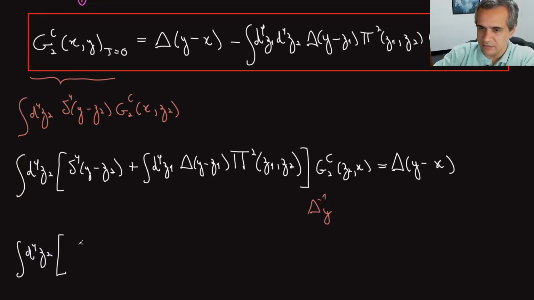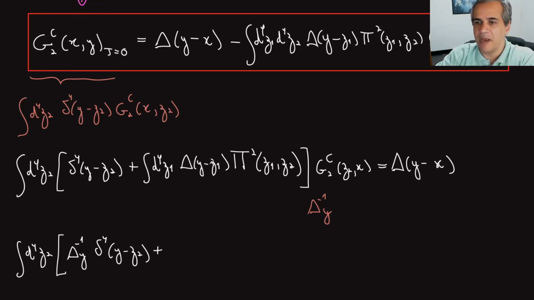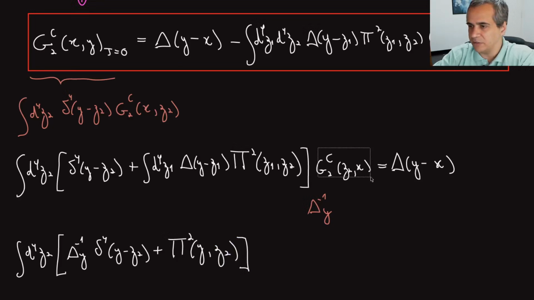I'll have this inverse of the free propagator acting on the Dirac delta, plus now here this inverse hits this guy, becomes a Dirac delta of z1y, which allows me to integrate in z1. So I just replace z1 by y here. This becomes gamma 2 of y z2, right? And this is all acting on this guy.